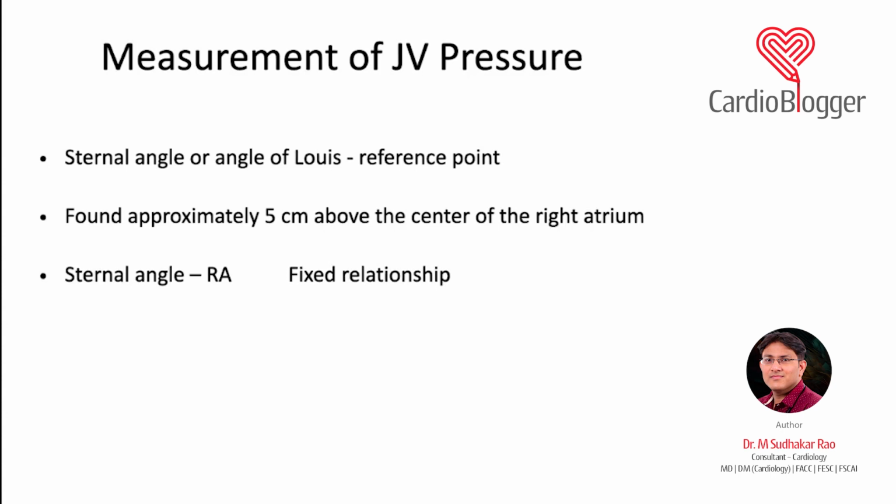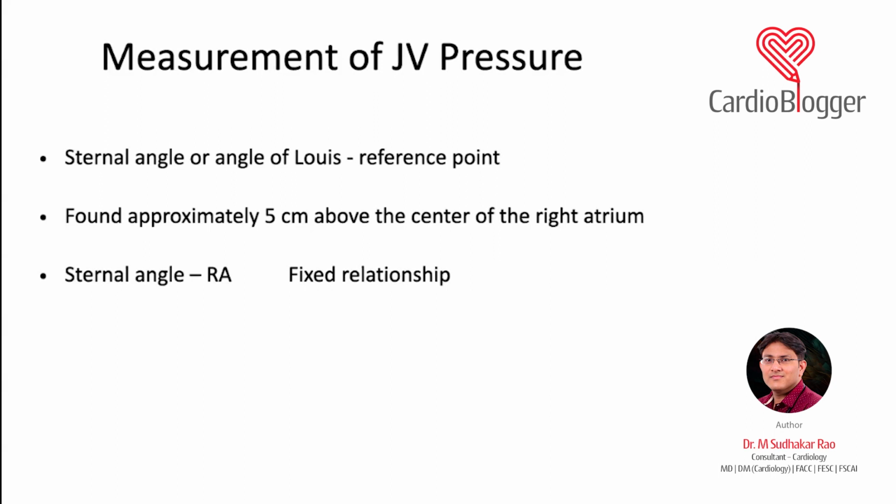Now, why there are various methods because of which this was taken as the reference point, and we already know that the right atrium is 5 centimeter below this point. So when you take a JVP, you should always remember that 5 centimeter you have to always add, because this point is 5 centimeter from the right atrium, and the sternal angle and the right atrium has always a fixed relationship. This 5 centimeter will never change.